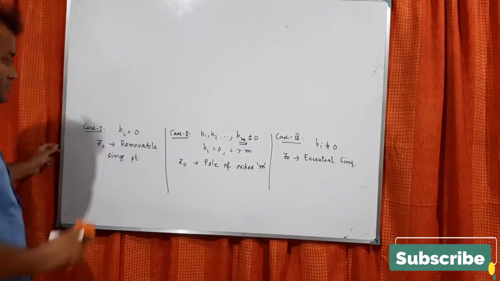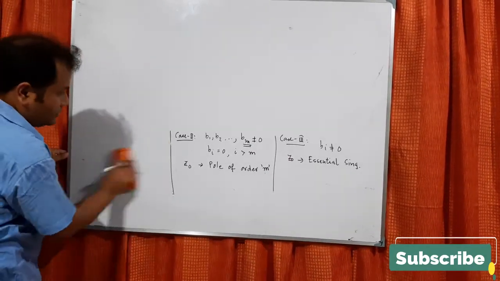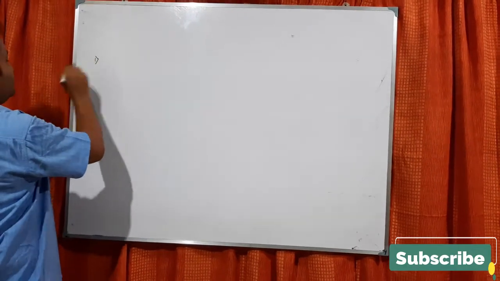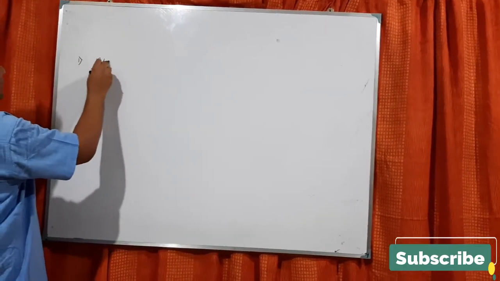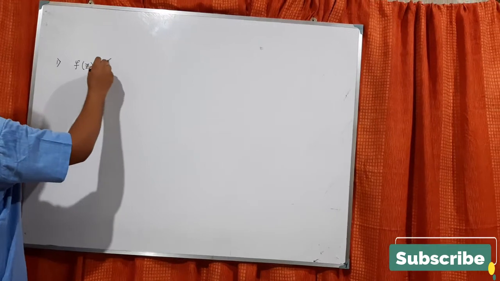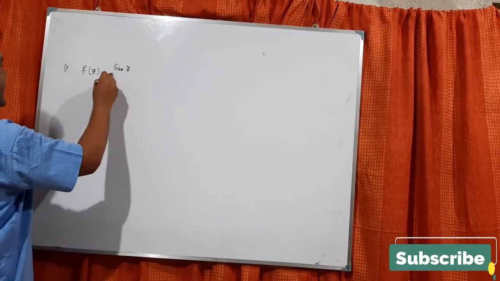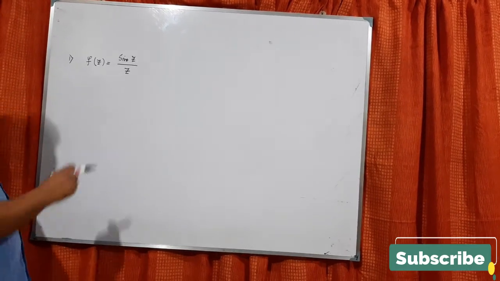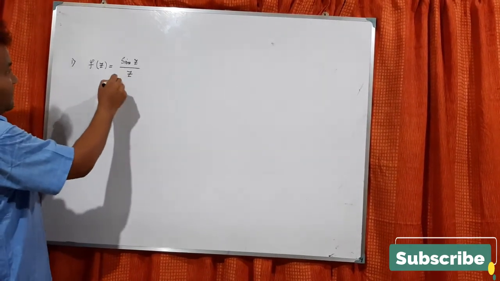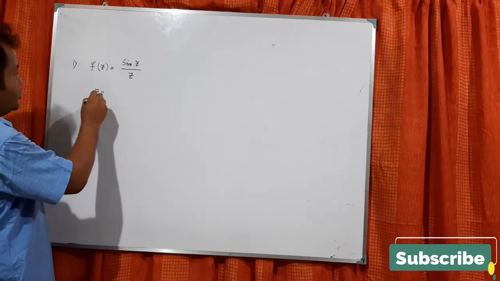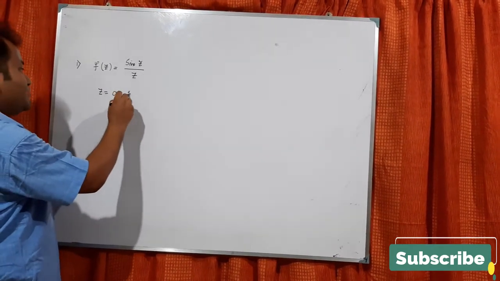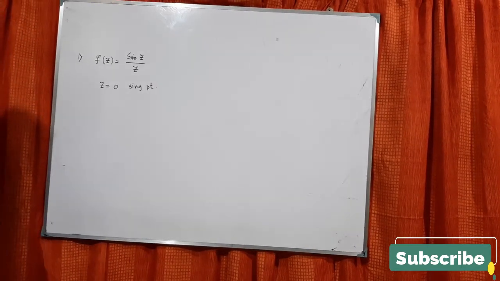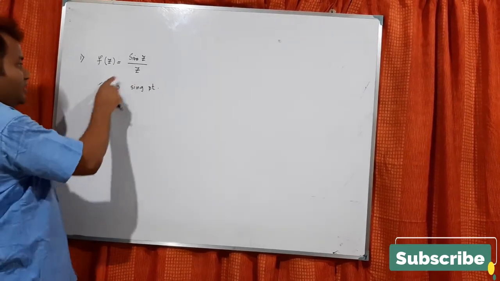So let me give some example. Number 1, f(z) equals sin z by z. If I take this now, commonly we can understand that if I make the denominator 0, so z equals 0 will be some singular point. But what kind of singular point? Because the denominator z equals 0.